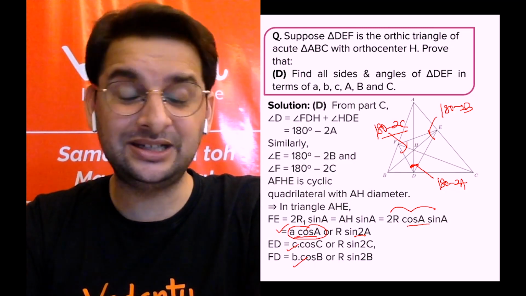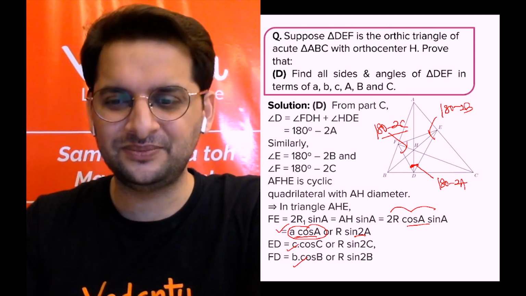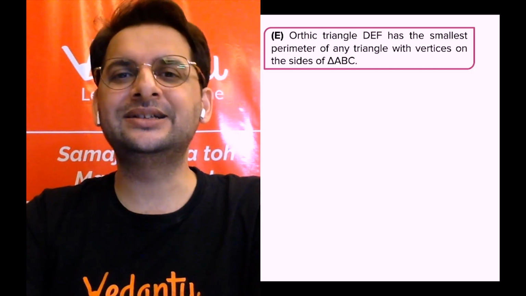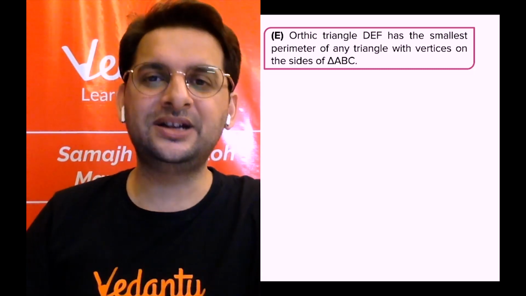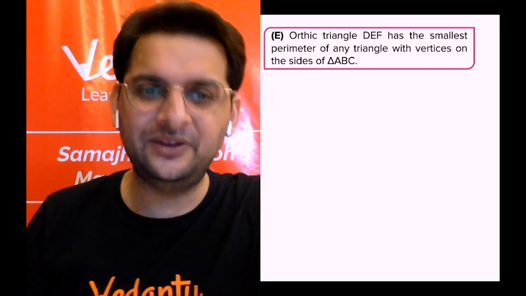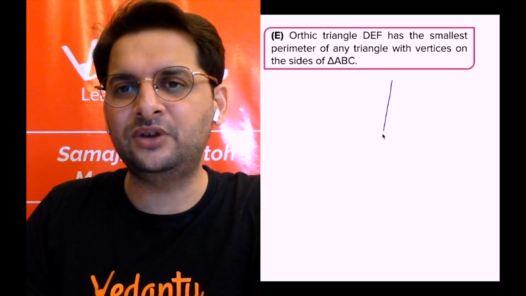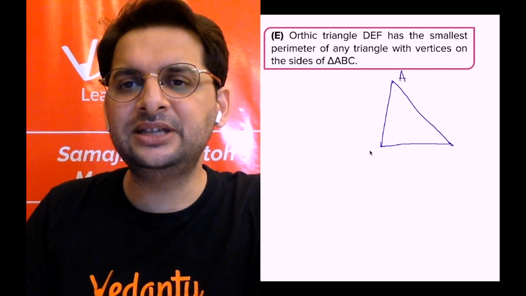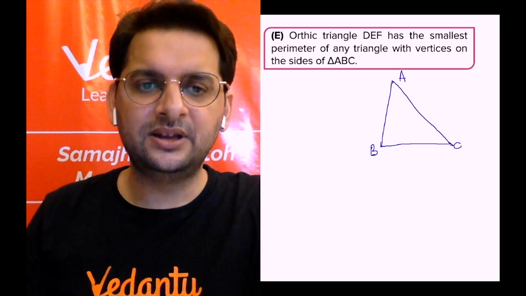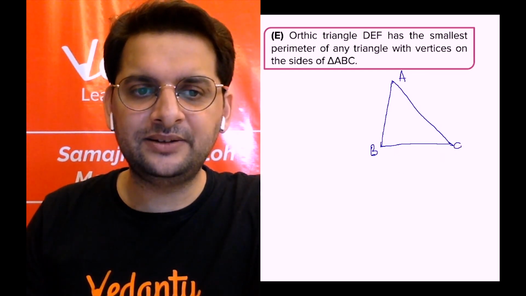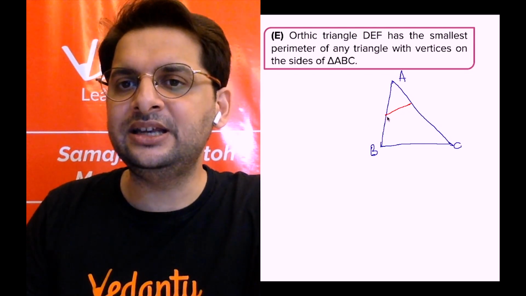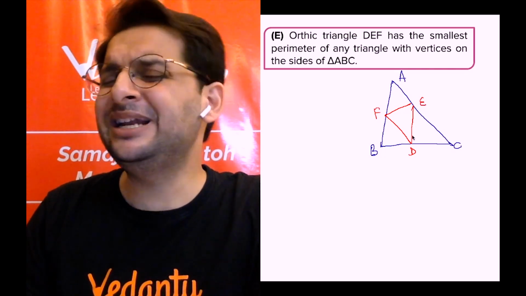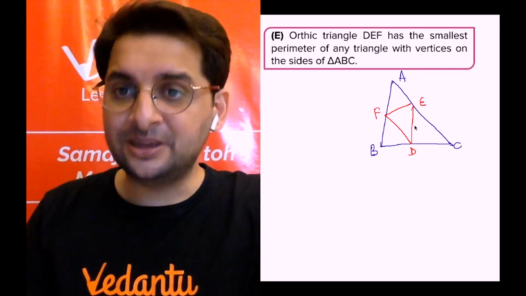And the most difficult one, and the most interesting one also, right? We have to prove that the orthic triangle has the smallest perimeter of any triangle with vertices on the sides of ABC. Very interesting, very important. So what does it mean, first of all? So let's say there's a triangle ABC. Now, there are 3 points, one on each side. Let's say D, E, and F. This can be any triangle, not just orthic triangle. Now, there will be some perimeter.